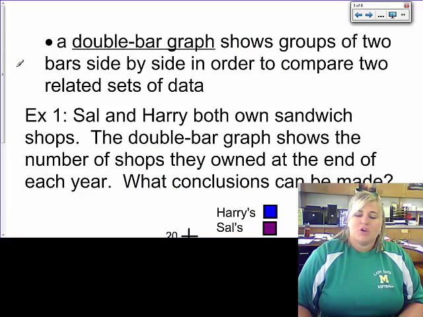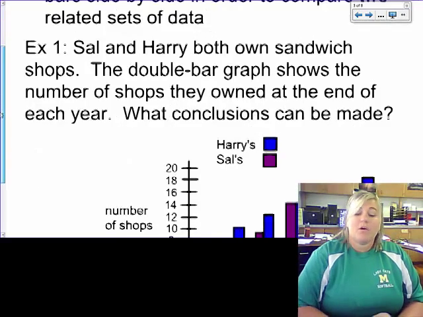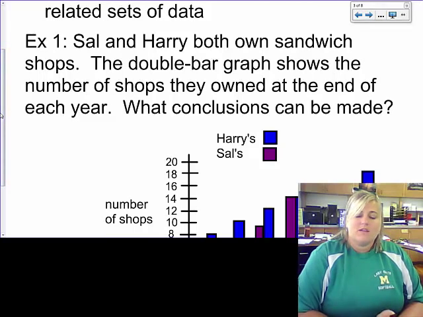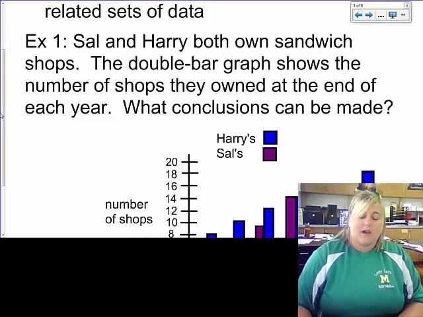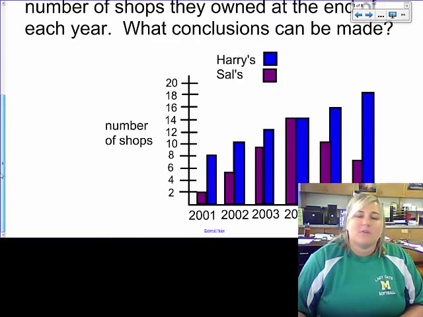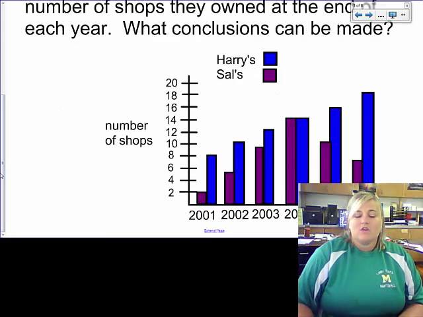A double bar graph shows groups of two bars side by side in order to compare two related sets of data. So, for example, it says Sal and Harry both own sandwich shops. The double bar graph shows the total number of shops owned at the end of each year. What conclusions can be made? So we're just looking at this bar graph and we're trying to make some conclusions based on what we see.